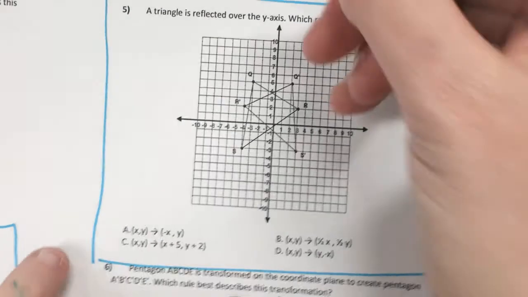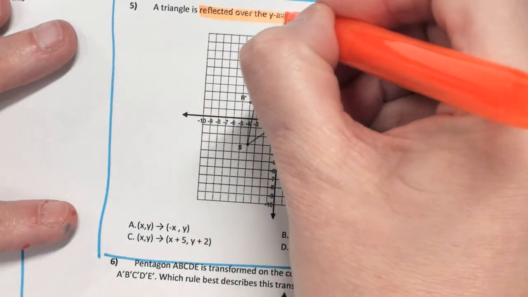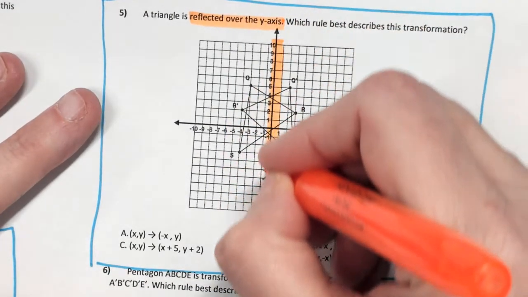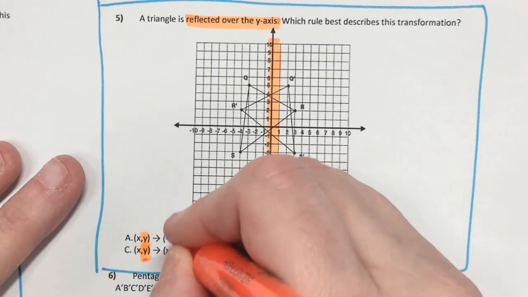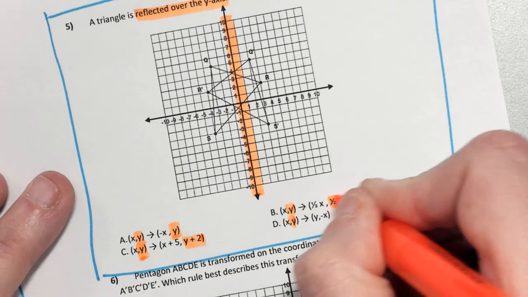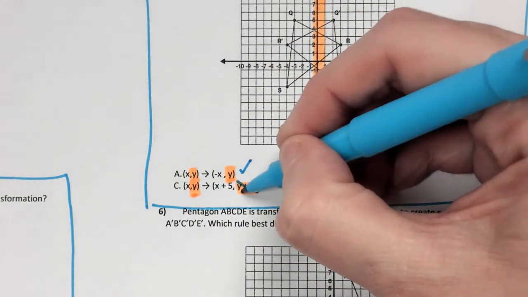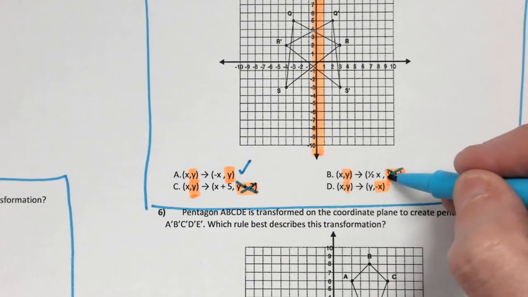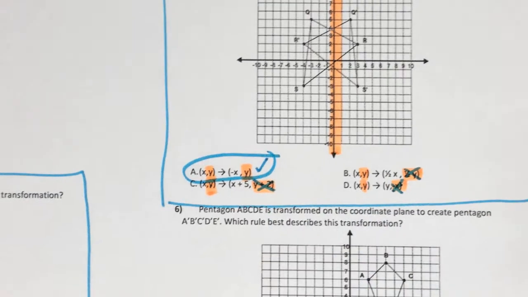So look, it says it's reflected over the y-axis, right? So I'm going to highlight the y-axis, and then I'm going to highlight the y, which is the second part of each one of these coordinates. Okay? And then we're going to look, because it should stay the same. Well, in this one, it stays the same. In this one, it doesn't. In this one, it doesn't. And in that one, it doesn't. So A is my only choice.